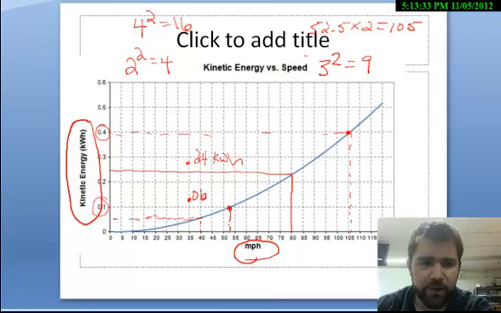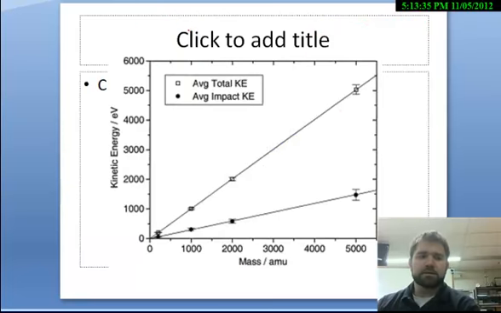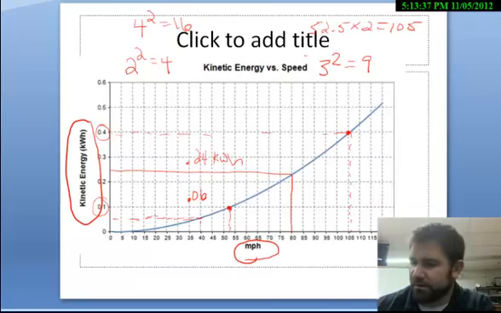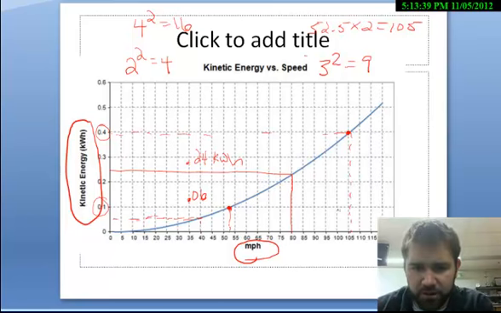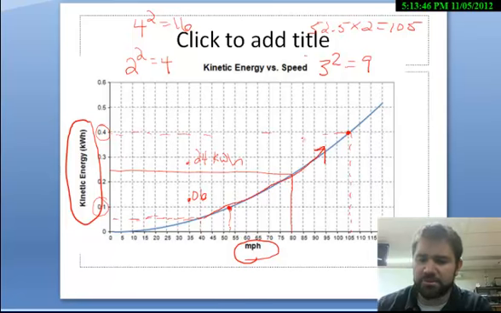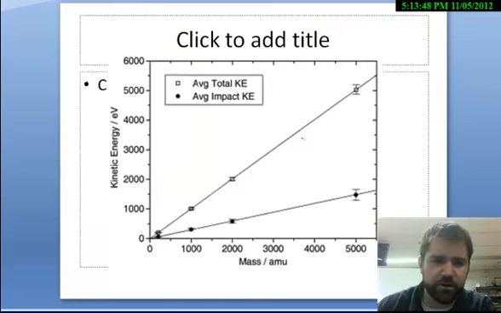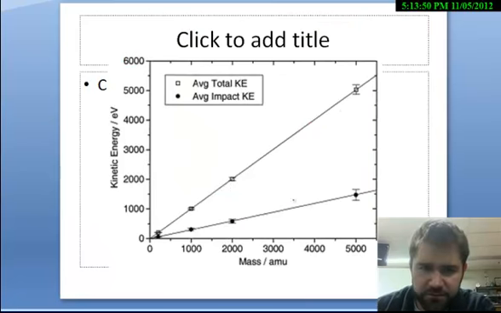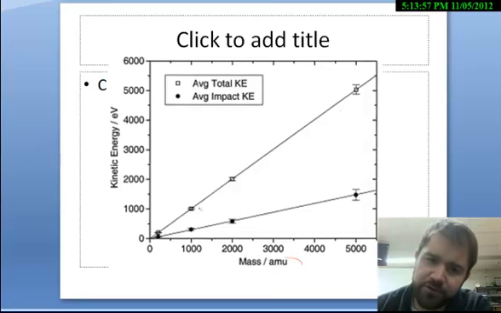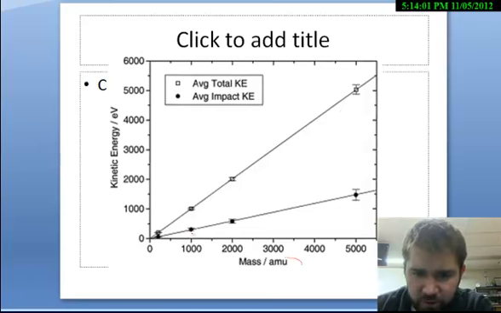But what about mass? So you notice in kinetic energy versus speed, this is a curved line, which means that it's not linear, it goes up exponentially, as we saw here as it was squared. But in the mass versus kinetic energy graph, this is the mass in atomic mass units of atoms down here and kinetic energy on this side. This is linear. So at a mass of 1,000, we have a kinetic energy of 1,000.